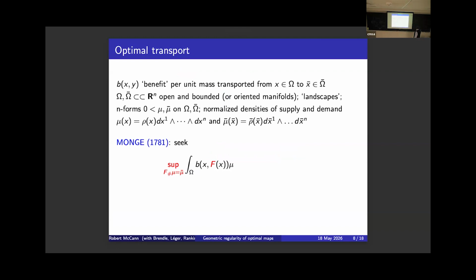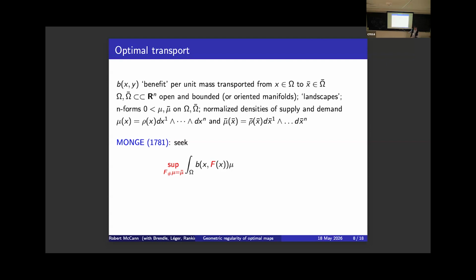And I said I have these two probability densities. I can even think of them as n-form densities, where the n-forms are mu and mu bar. And so this 250-year-old problem launches: let me look at the benefit of coupling x to f of x and maximize its expected value against mu. And Monge was thinking about Euclidean space, and he was thinking about minimizing the Euclidean distance between x and f of x, and he was looking for a mapping that somehow maps this density onto that density, so pushes forward mu to mu bar.